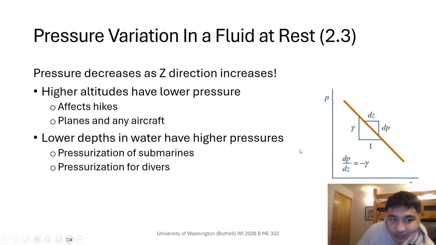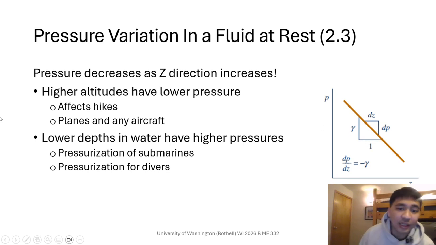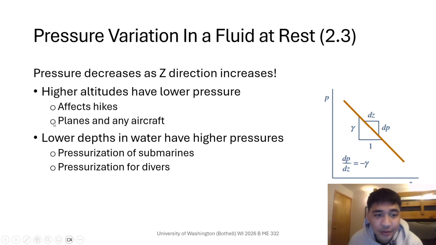I don't think that's too confusing. So right here is your specific weight affecting your slope. And then here's the equation that we had, right? Change in pressure with respect to z is equal to negative specific weight, because the slope's going down. That's the negative. And here are some examples that you'll have in your everyday life that you can think of.